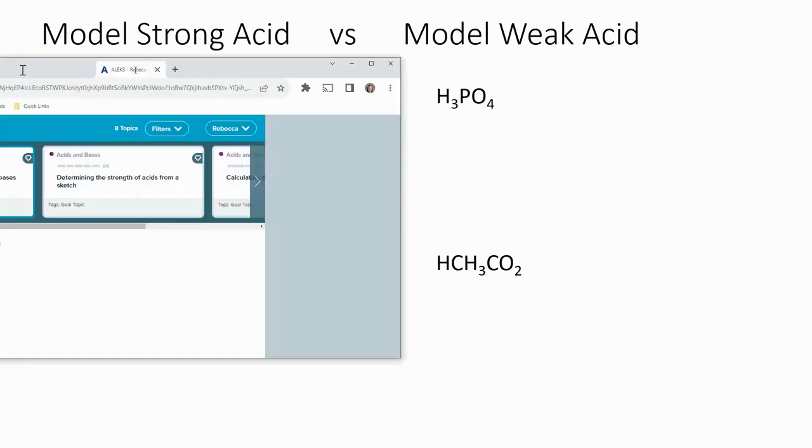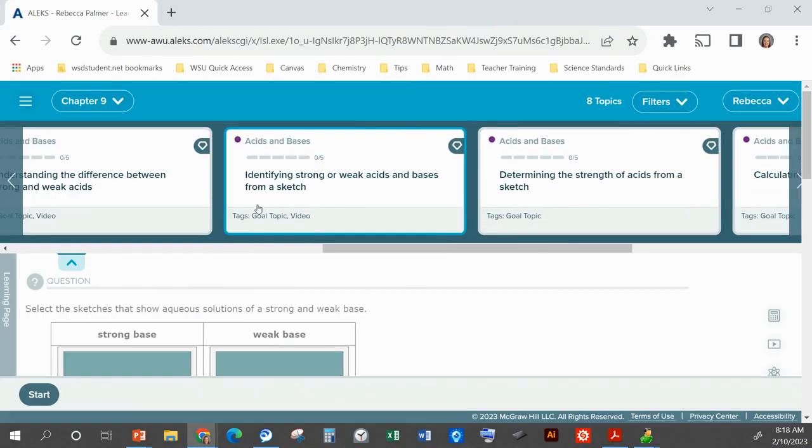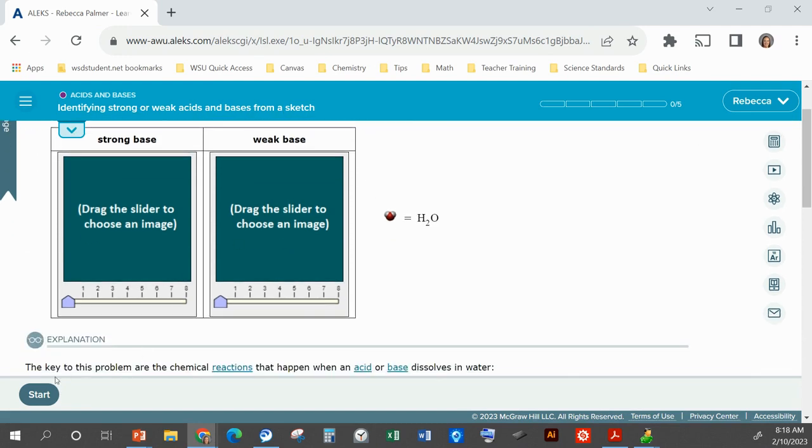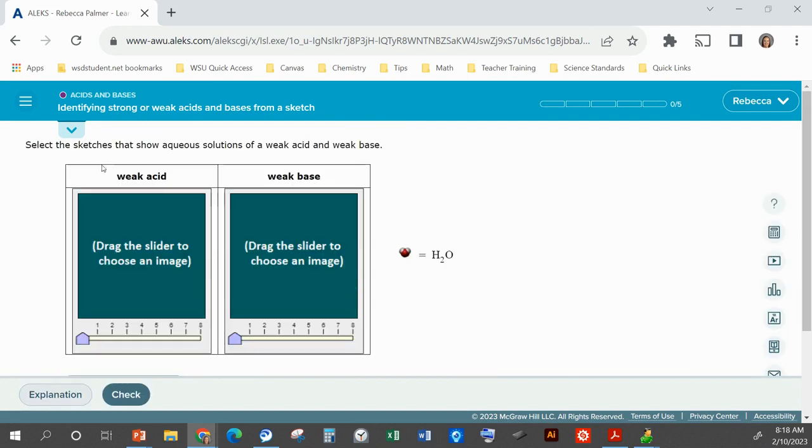There we go. Okay, so this one is called Identifying Strong or Weak Acids and Bases from a Sketch, and if you want to follow along with us on your own, that's okay. So we have a weak acid and a weak base. This is the trickier question, so give me a minute. If I get it wrong, bear with me for a minute. It's been a year. This one's a little bit tricky.